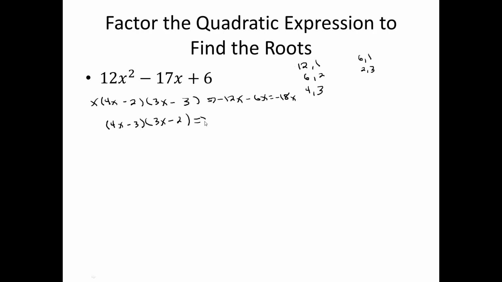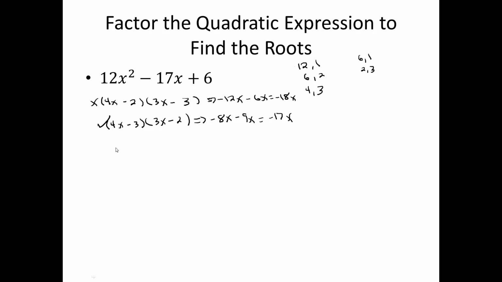Let's try these out. Multiplying the outside times the outside, 4x times negative 2, that gives us negative 8x. Negative 3 times 3x, that gives us negative 9x. That checks out because that's negative 17x. So here, that's my combination. So that will be the correct factoring for this particular quadratic expression. 4x minus 3 times 3x minus 2.